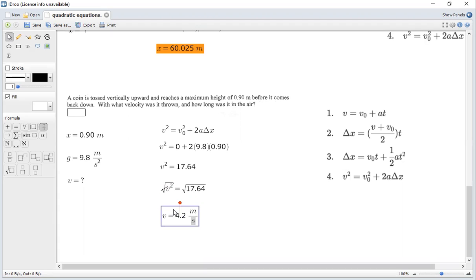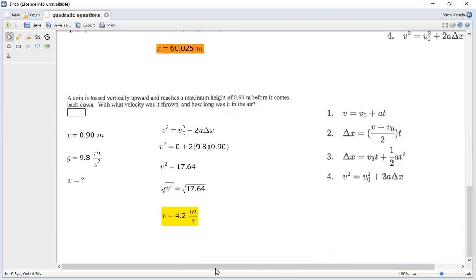So look, we already have the velocity. Meters per second, right? Because it's given in velocity. Now, the second question is, how long is it in the air? We need to look for time. What formula can we use? We already have velocity, look. We have x, which is distance, gravity, and now we have velocity. We need to look for time.